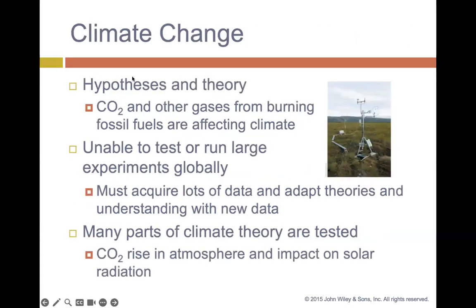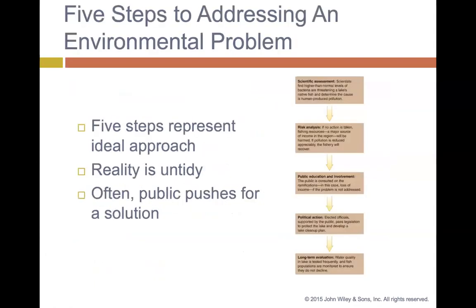Hypothesis and theories. So here let's talk about climate change. We have carbon dioxide and other gases from burning fossil fuels that are affecting the climate. We're unable to test or run these large experiments globally, so we must acquire lots of data and adapt theories and understanding with new data. Many parts of climate theory are tested, such as the rise in CO2 and how it could impact solar radiation.